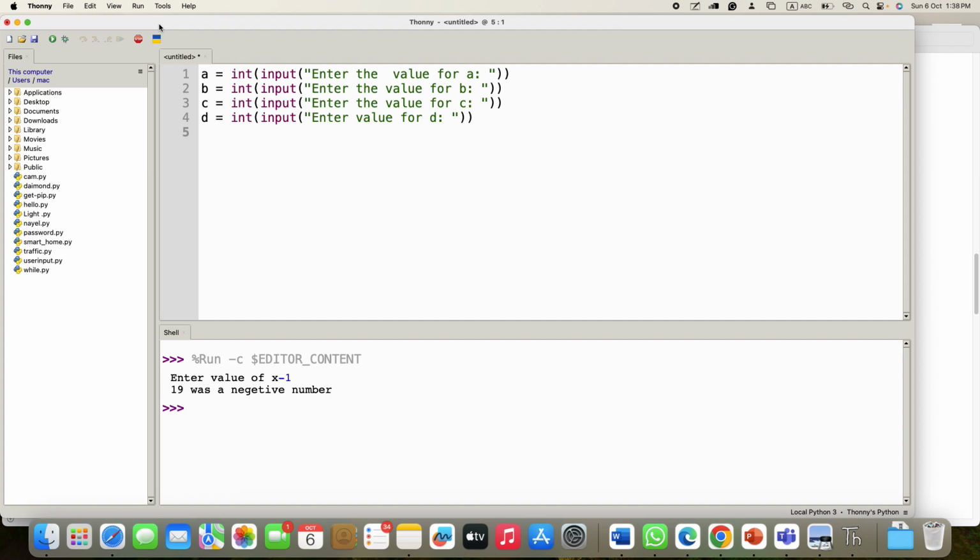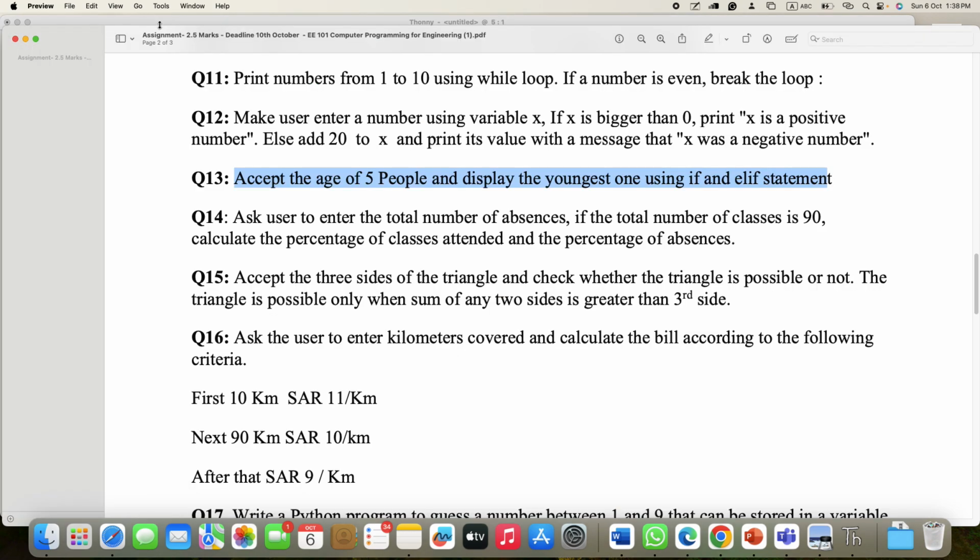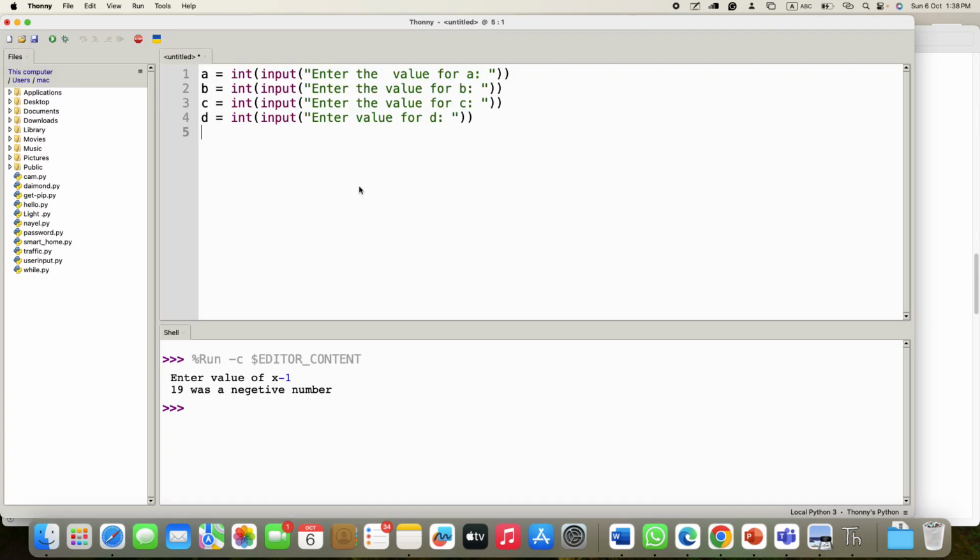And there's one more guy, there are 5 values we need to take. If you look at the question, how many values do we need to take? 5. Age of 5 people, A, B, C, D, and E. There's one guy left, right? We do the same thing again. Nice and easy. Enter the value for e. Here we go. Keeping the consistency there. Now, we got 5 values.